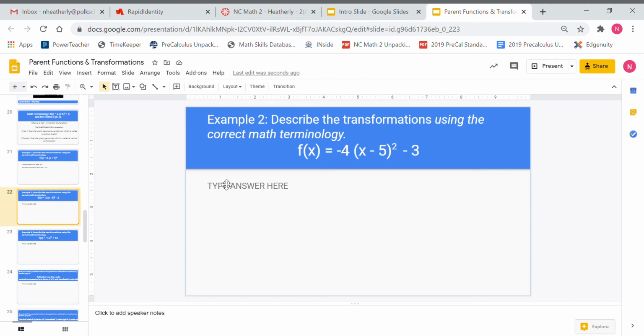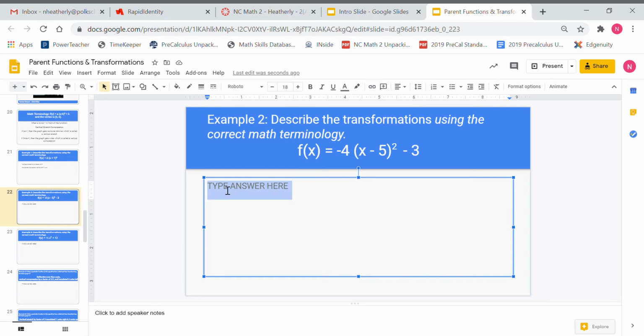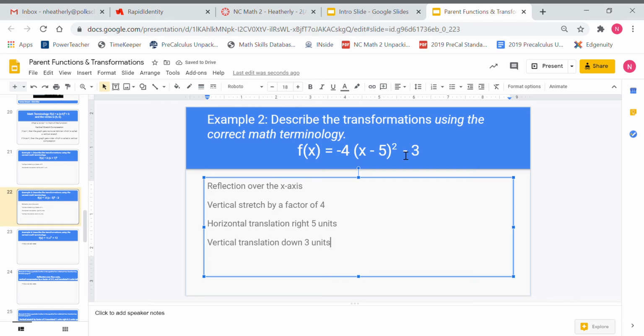If we look at another one, we've got a negative in front. That negative tells me it's a reflection over the x-axis. We've got another 4, so we know there's a vertical stretch by a factor of 4. We've got parentheses, so we know we've got a horizontal translation. Since it's subtraction, we go to the right 5 units. And then that minus 3, we've got a vertical translation. It's outside the function, outside of the parentheses, down 3 units since it's subtraction. So up and down is exactly what you think it would be. Left and right is opposite.